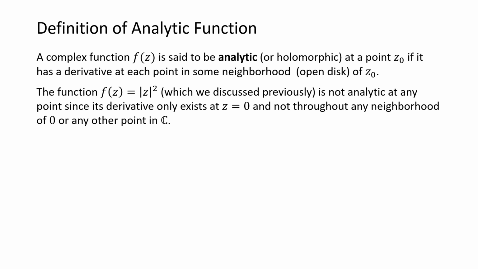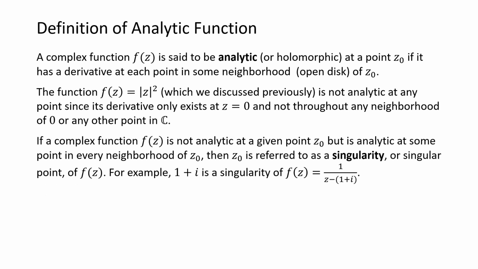So we have a counterexample that we looked at before, although we didn't use the term analytic at the time. If you have f of z equals the modulus of z squared, we showed that it only had a derivative at z equals 0. From the definition of analytic, it's not analytic anywhere, not even at z equals 0, because any neighborhood about z equals 0 has points, all the points actually except for z equals 0, where the derivative does not exist.